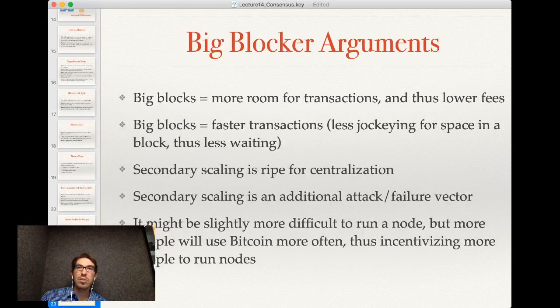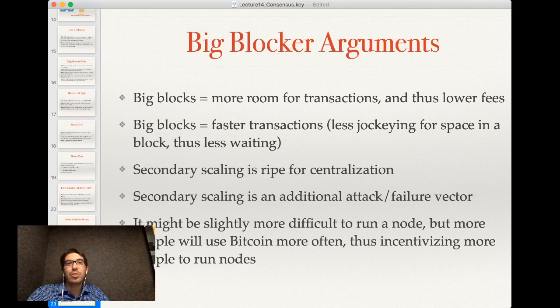Now, big blockers are going to turn a lot of these arguments around. If you have big blocks, the benefit is you're going to have more room for transactions, which means lower fees. This also means faster transactions. There have been times in the past when I've sent Bitcoin and it has taken several hours for it to finally get into a block, let alone be confirmed. Once it got into a block, I still had to wait 6 confirmations. So if we have bigger blocks, that means that there's less waiting.